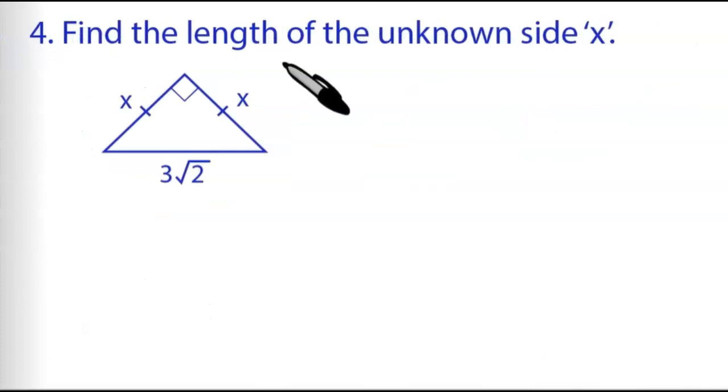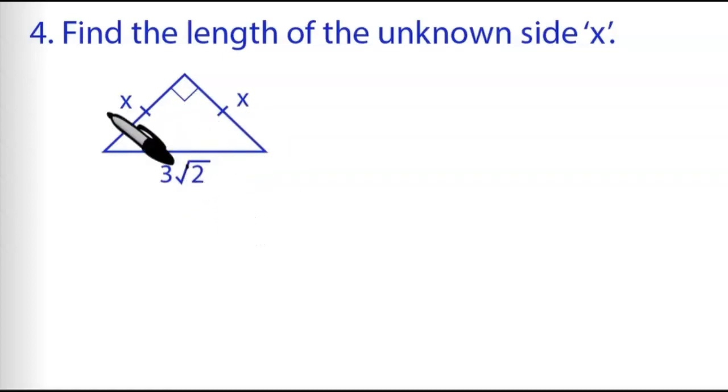And for problem 4, we need to find the length of the unknown side x. And this time we have x on there twice. We have this side is labeled x and this side is labeled x. And in addition to the fact that each side is labeled with the same letter, we have these little dashes right there on each edge. And that points out that these edges are the same length. And then we have this edge here, which is the hypotenuse. It's opposite the right angle, and it is 3 times the square root of 2.